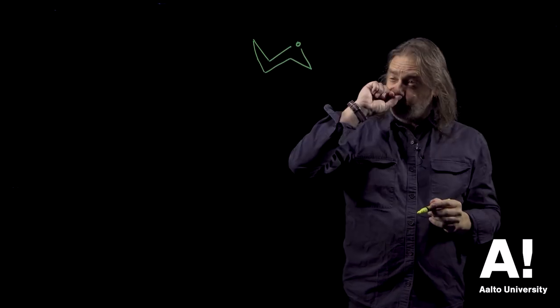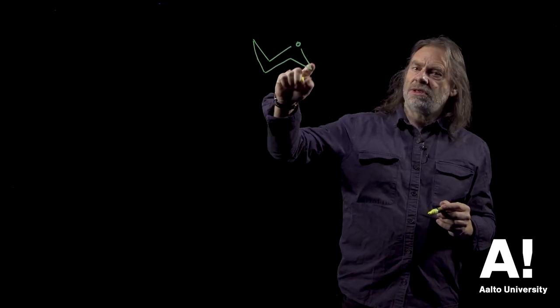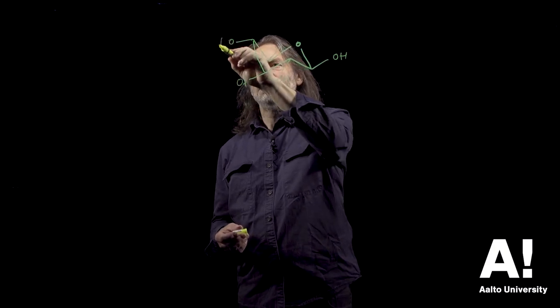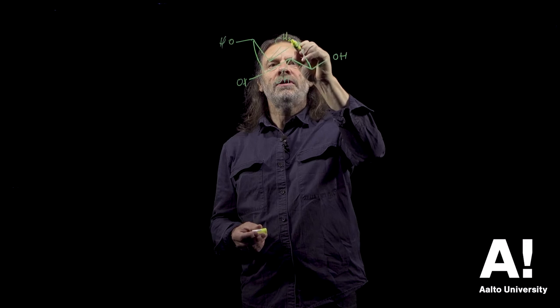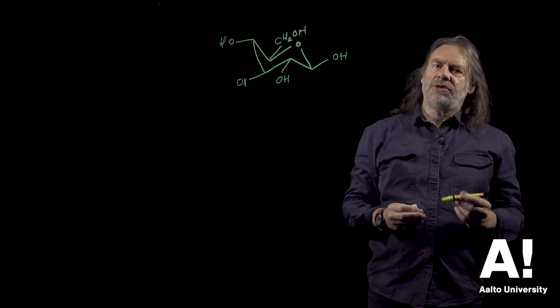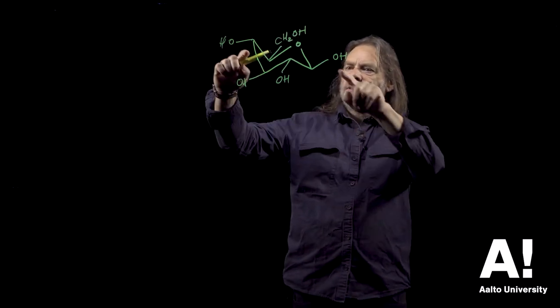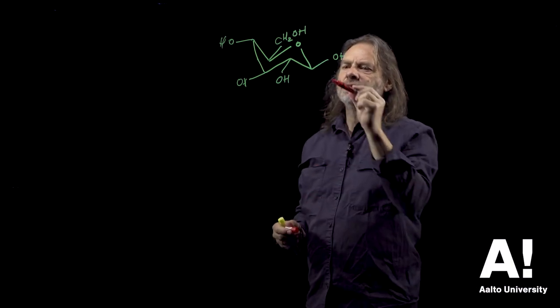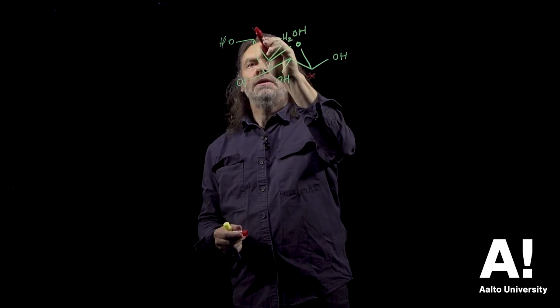So we have one oxygen within this six-membered ring, and then pointing out sideways, we have hydroxyl groups there, and then we have a carbon and a hydroxyl group there. So these are the two hydroxyl groups that are responsible for bonding in the cellulose chain. I'll mark those ones.